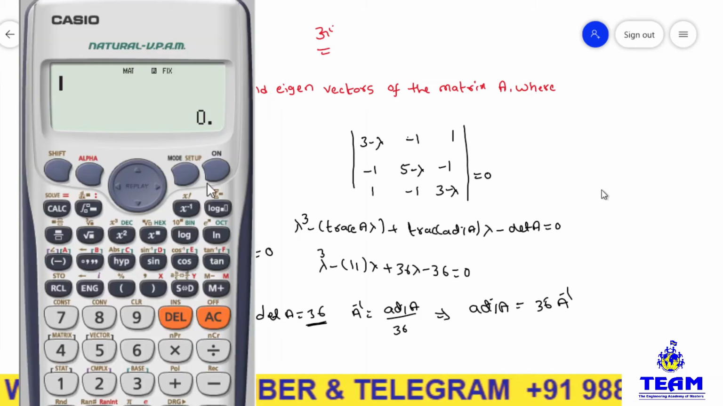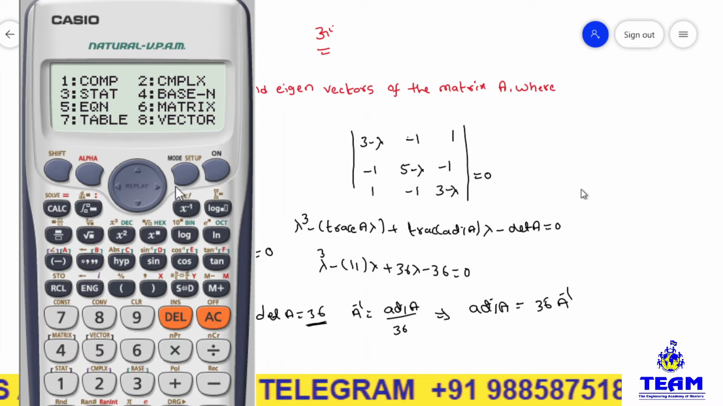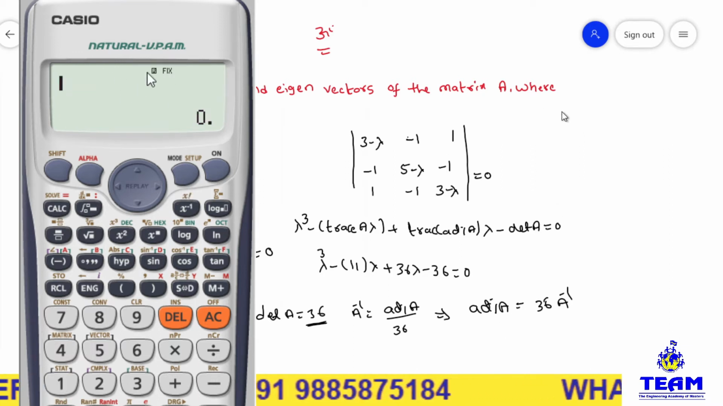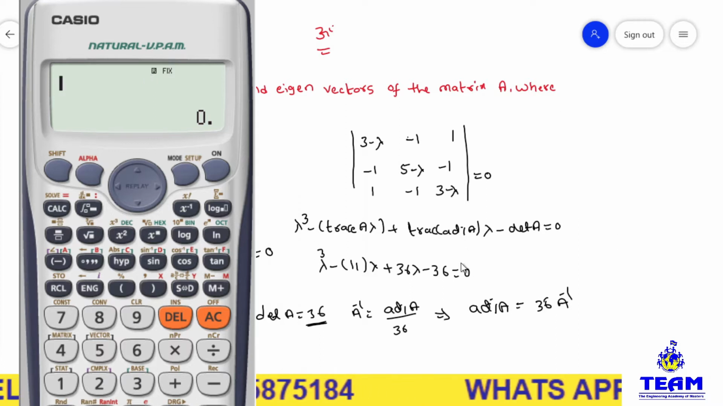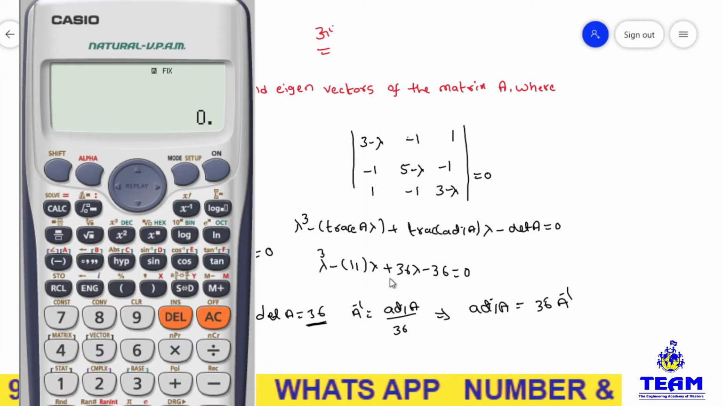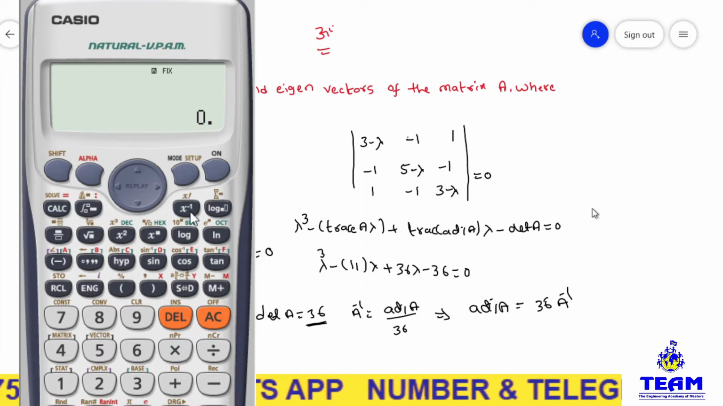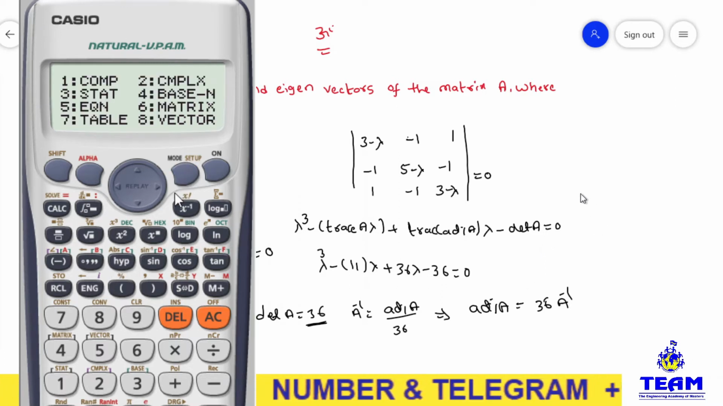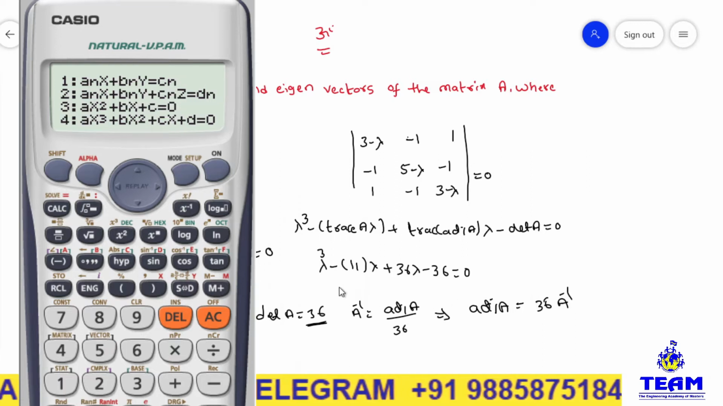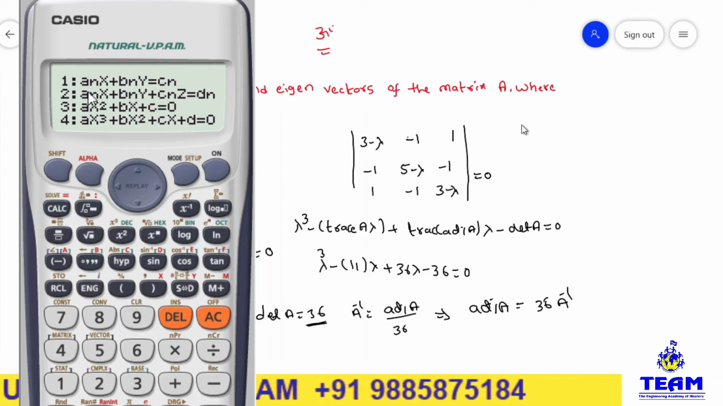Okay, press AC, go to the mode button or setup, go for composite. Now we are in normal mode, previously we were in matrix mode. Okay, now we are required to find the eigenvalues for this characteristic equation. So you have to go for polynomial equation, press mode. Here we are finding the equation, so press 5. Here we have a polynomial equation of degree 3.